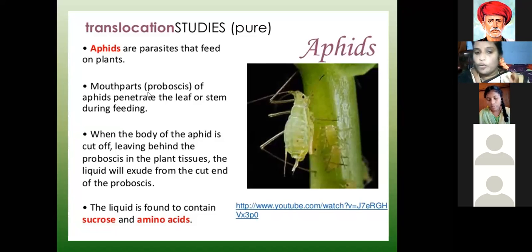The mouthparts of aphids penetrate the leaf or stem during feeding. We already know the parts of the plant are stem, leaves and roots, which are very essential parts of the plant. The aphids fall on the plants and suck the food materials. At that time the plant is already transporting food materials, but the parasites get the food materials, and the plants are affected by them.